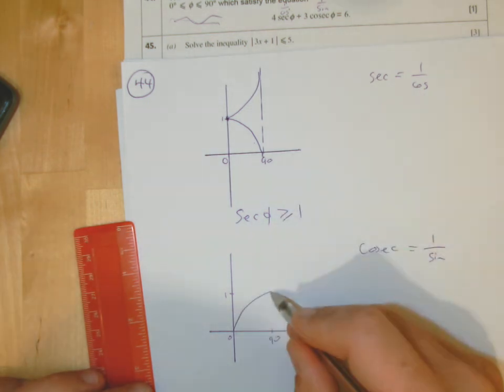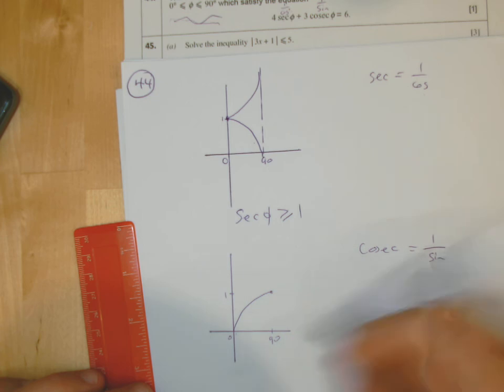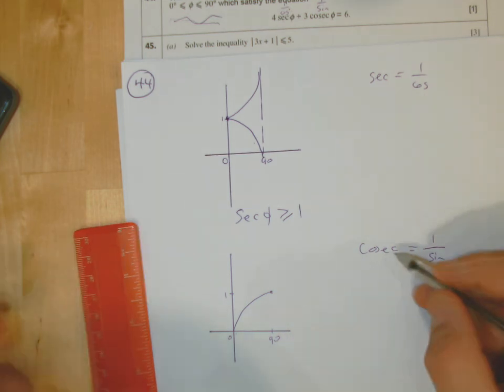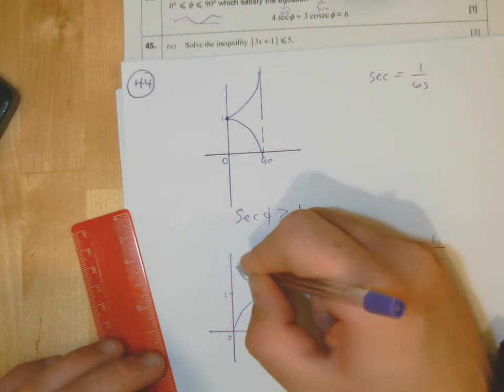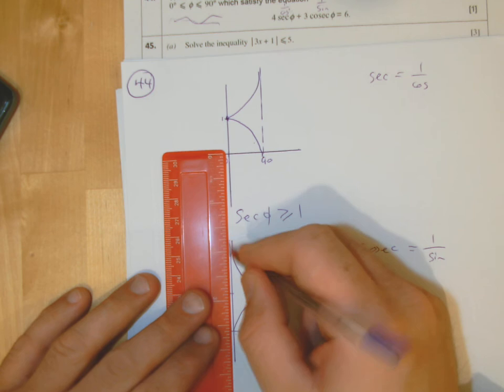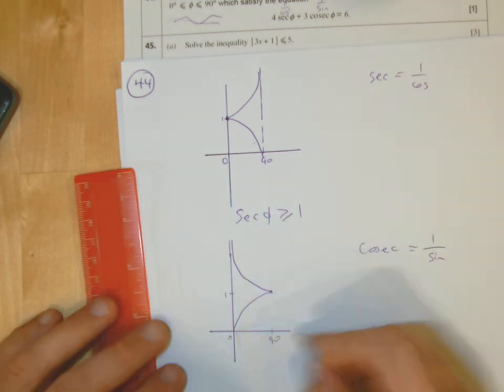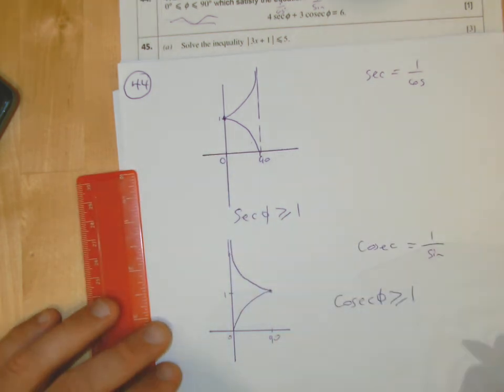When it's 90, sine is 1, isn't it? So it'll be 1 over sine 90, 1 over 1, which is also 1, so we've got a point there. So what happens with the cosec is that it shoots off like this, and you have an asymptote there on the axis. But what we can say is between 0 and 90, cosec phi is also greater than or equal to 1.